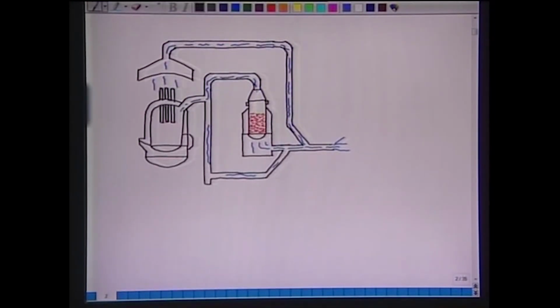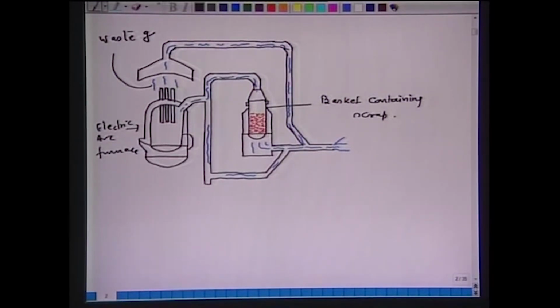For example, this is a technology which is being developed for heating the scrap. This is the electric arc furnace, this is the basket containing the charge, the basket containing scrap. This blue line is the waste gas, and this is of course the hood. So, the waste gases go to the bag house.